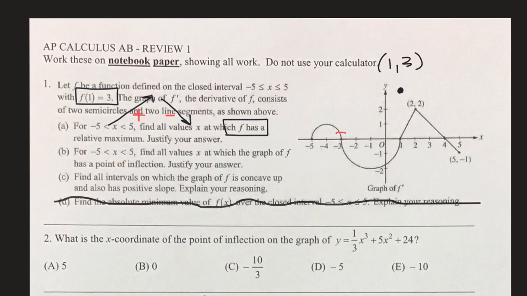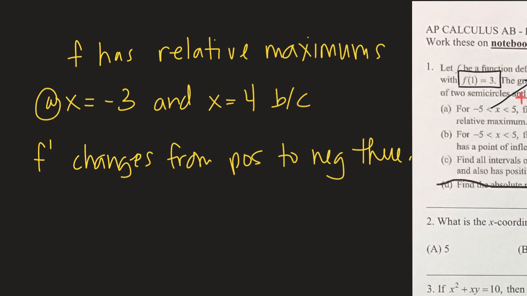And that happens here at -3. Our derivative changes from positive to negative. And that also happens over here at +4. Our derivative changes from positive to negative. Okay, so we don't know which one is higher. We don't know the y values at these places, but we do know that the graph has a relative maximum at those two values. So this is the complete sentence with justification because f prime changes from positive to negative there at our points -3 and +4.